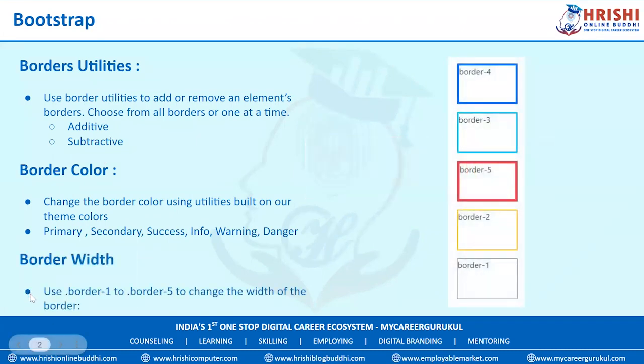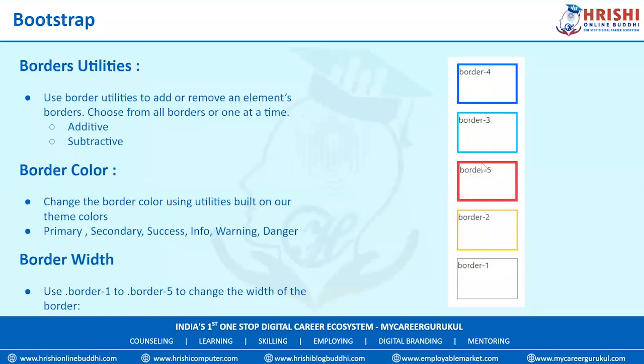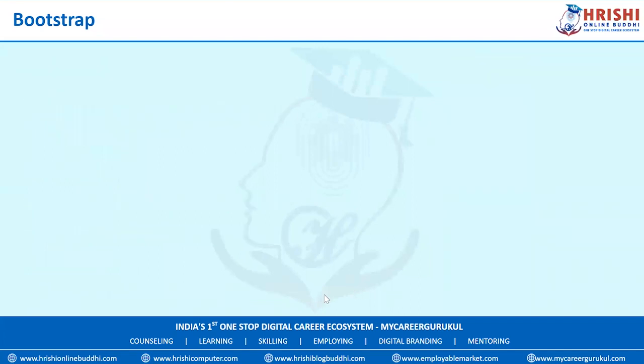Next topic is border width. If you want to increase the border, it varies from border-1 to border-5. So there are 5 ranges. You can pick from border-1, 2, 3, 4 and 5. So this is the largest and this is the smallest border range which we have in Bootstrap classes.